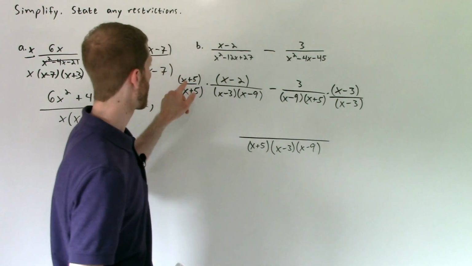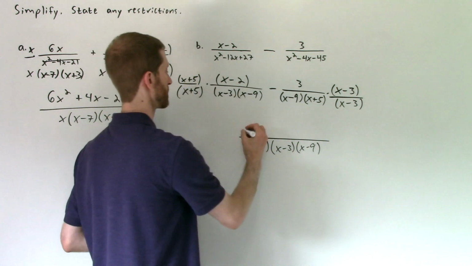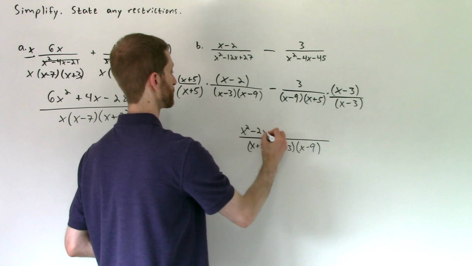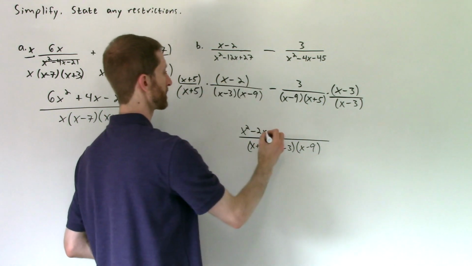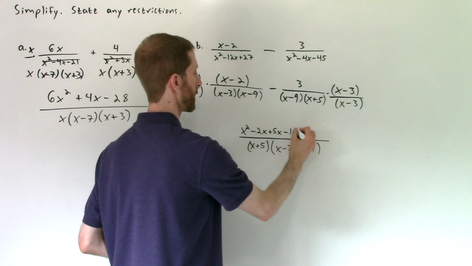Okay, so we've got x plus 5 times x minus 2. I'm going to do that one out. We're going to multiply. X times x is x squared, doing a little foiling here. X times minus 2 is minus 2x. 5 times x is 5x, the inner. And then the last, 5 times negative 2 is negative 10.